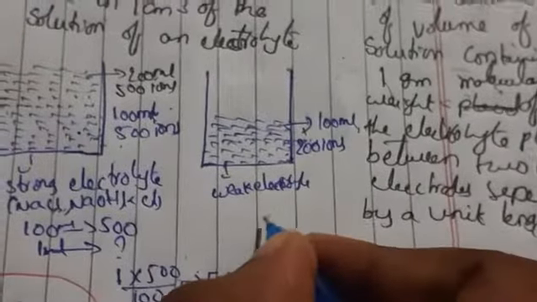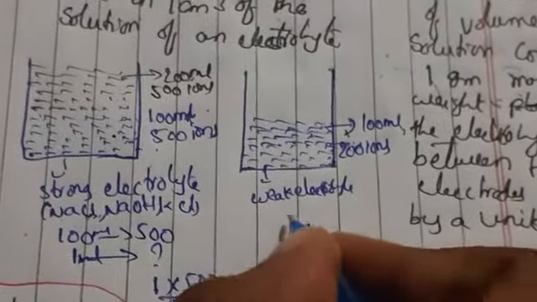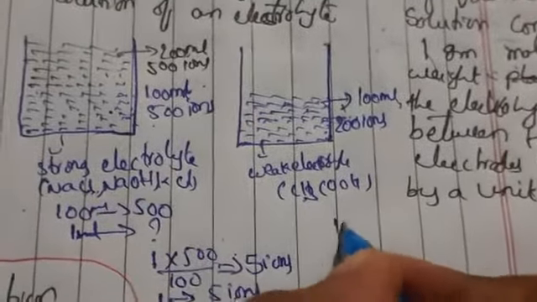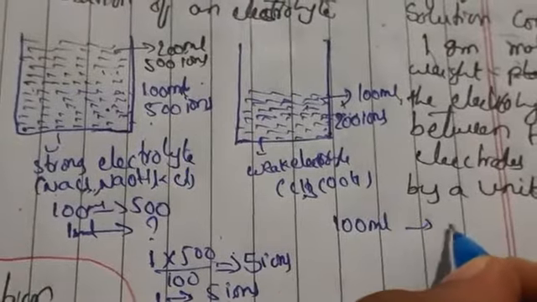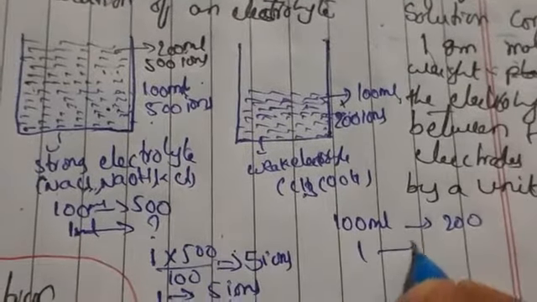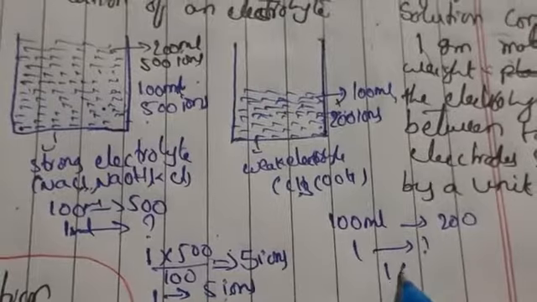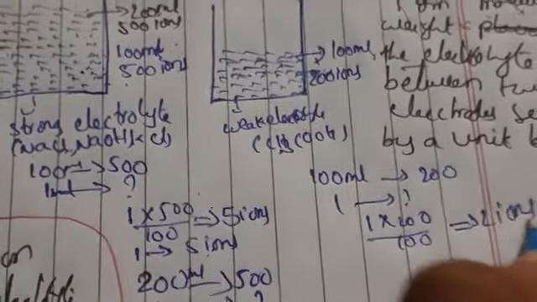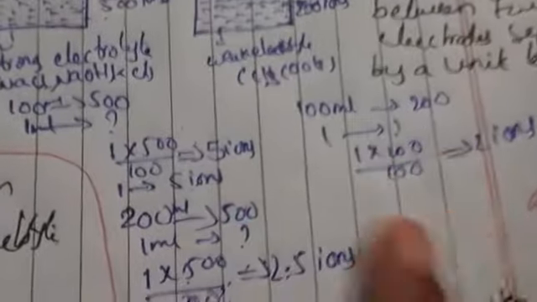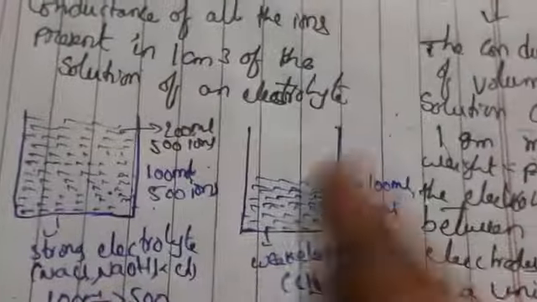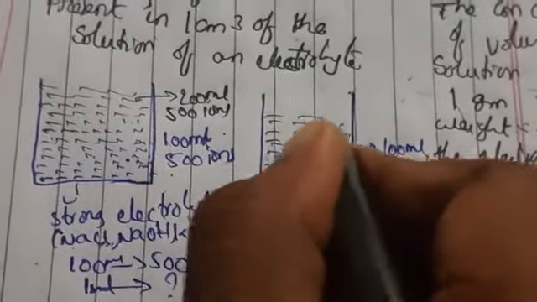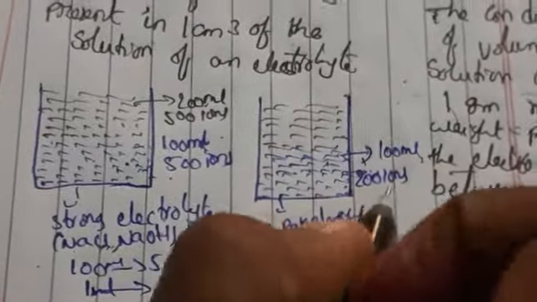Okay, so what does this mean? For example, acetic acid. For 100 ml I have taken 200 ions, so for 1 ml, how much? 1 into 200 by 100 gives 2 ions. And here, again I have increased the dilution.